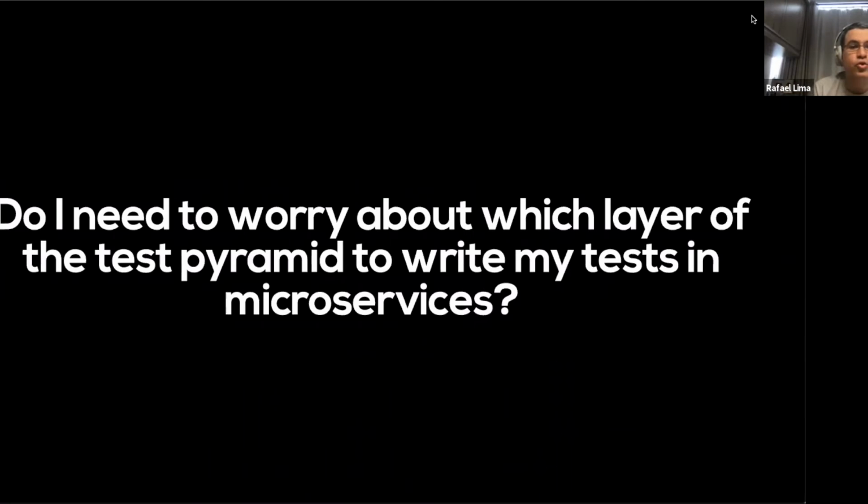Cool. But now the question is, do I need to worry about which layer of the test pyramid to write my test in a microservice architecture? To try to answer that question, I took a sample of 6 microservices at WISE, and those 6 microservices have an average of 20,000 lines of code. According to our SonarQube, to have 100% test coverage for those 20,000 lines of code, it would require roughly 1,300 tests, a little bit more, like 1,371 tests to cover all of those lines of code.